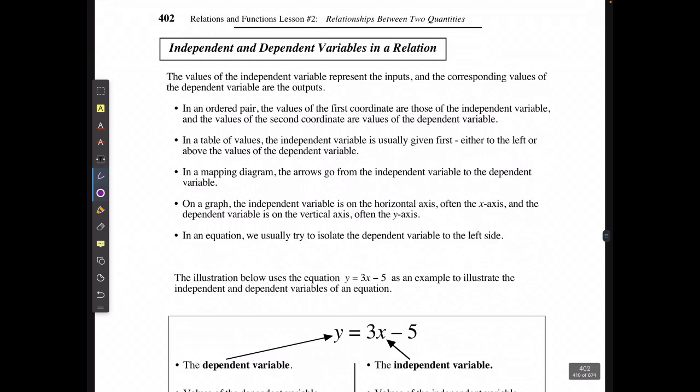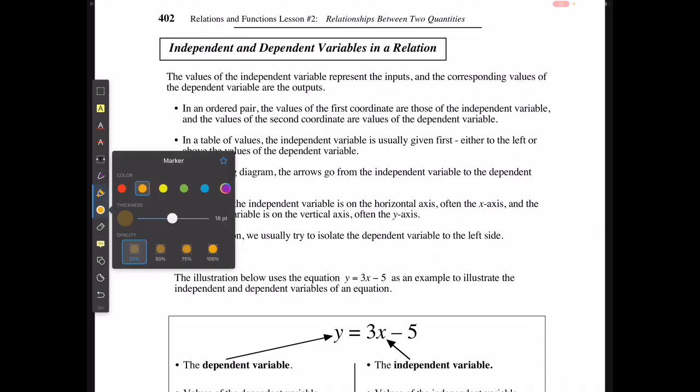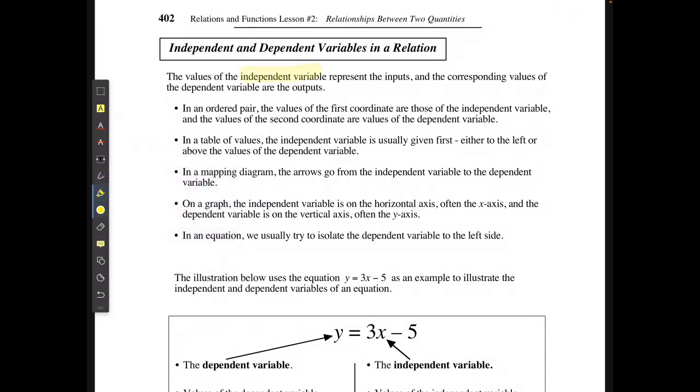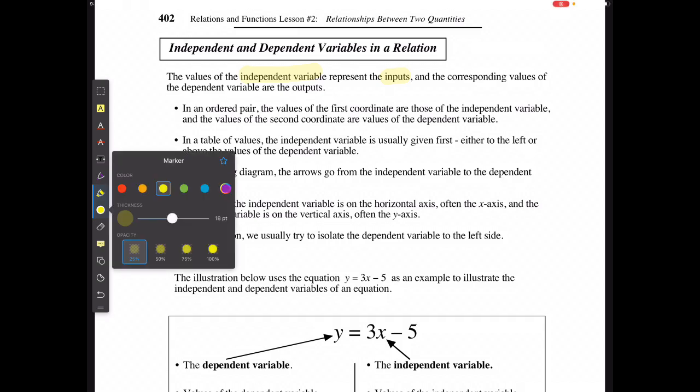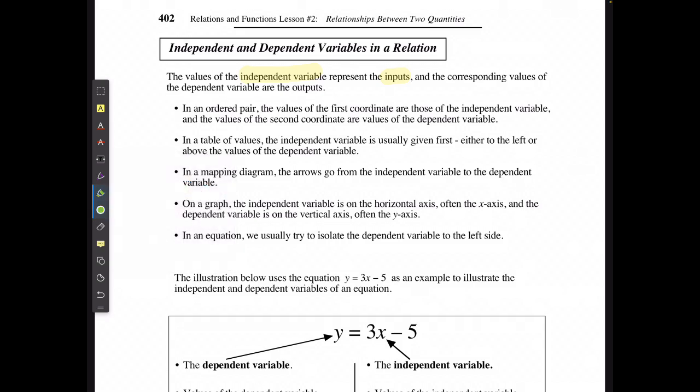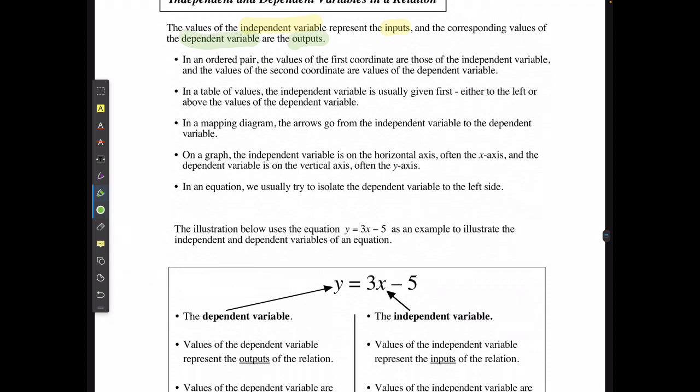Now, when we're talking about the independent and dependent variables in a relation, the values of the independent variable represent the inputs, which we already know, and the corresponding dependent variables are the outputs. Independent inputs, it's easy because it's an in and an in. Dependent outputs. In an ordered pair, the first coordinate is the independent, the second is the dependent. In a table, whichever value is given first, whether on the left or on the top, is going to be the independent, and the second one's going to be the dependent.